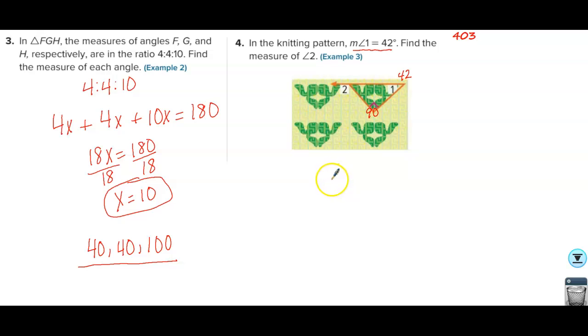So all we have to do is we say the measure of angle 2, the thing we don't know, is equal to 90 plus 42. This couldn't get easier, could it? So the measure of angle 2 is 132 degrees. Okay, and it looks right. It looks like this is an obtuse angle, so I kind of feel good about the 132.